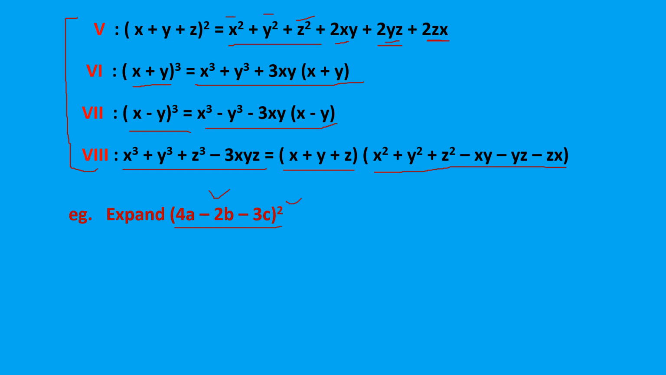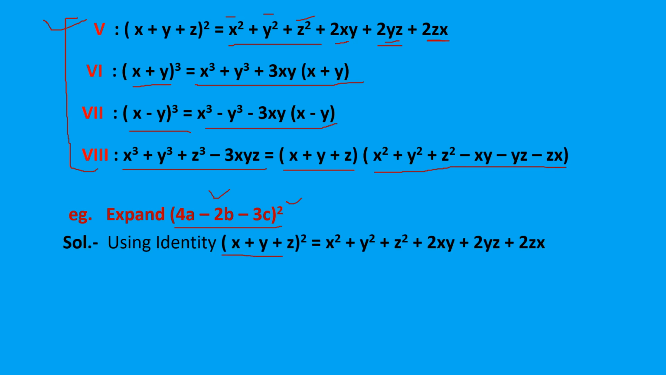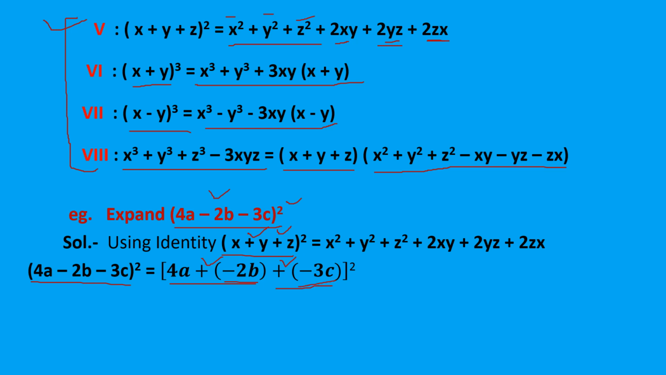So you can compare it with which identity here? Identity 5. So we are using the identity (x + y + z) whole square is equal to x square plus y square plus z square plus 2xy plus 2yz plus 2zx. Now the question is (4a - 2b - 3c) whole square. We can write it as (4a + (-2b) + (-3c)) whole square. Why are we writing it like this? Because in our identity we have the plus sign only. So we have to write the question in terms of the identity only.